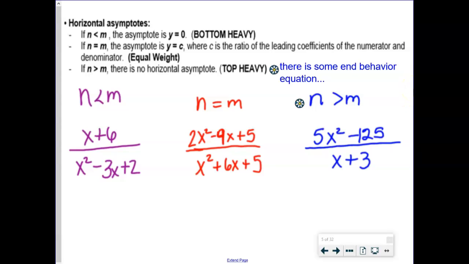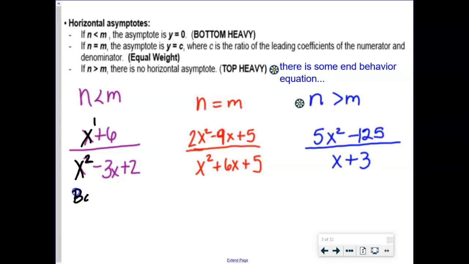But first, let's get some notation and concepts out of our way. These are not on your paper anywhere, but this is just a breakdown of what it means when I claim a function is top-heavy, bottom-heavy, or equal weight. So when we discuss whether we have a horizontal asymptote or not, I'm going to ask you these questions: is it top-heavy, is it bottom-heavy, or is it equal weight? What you're going to do is compare the degree of the numerator to the degree of the denominator. So this is an x to the first power, right? And this one is an x to the second power. So is it top heavy, bottom heavy, or equal weight?